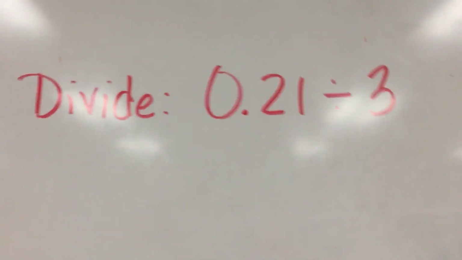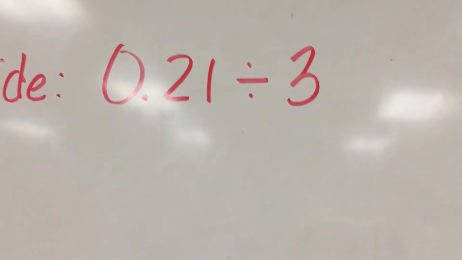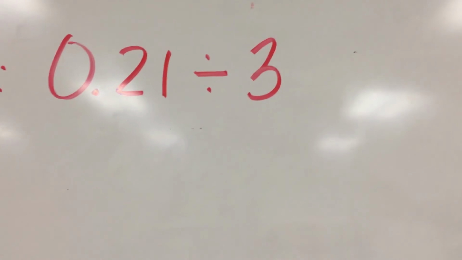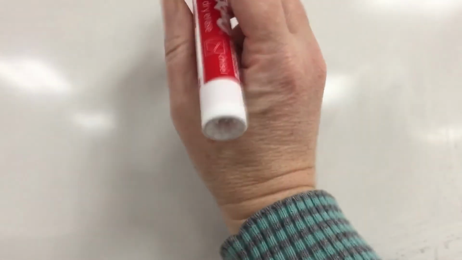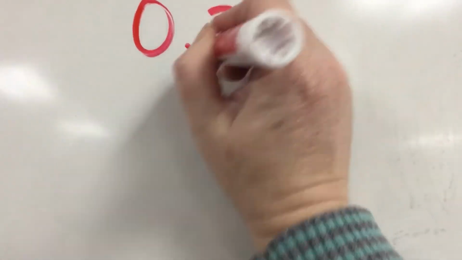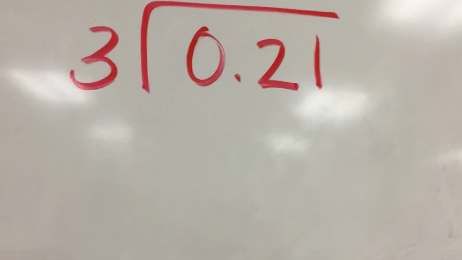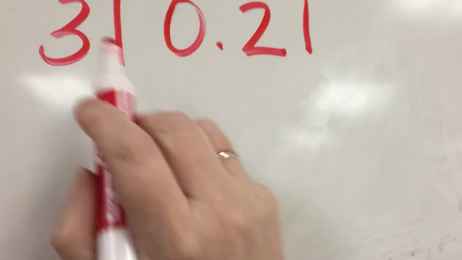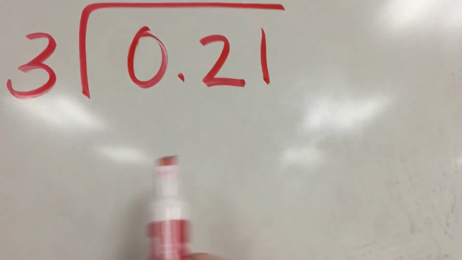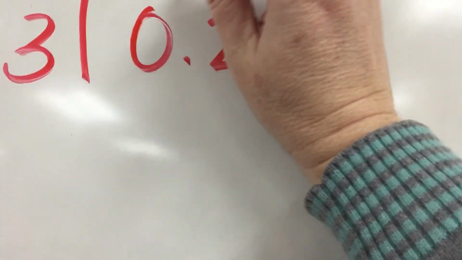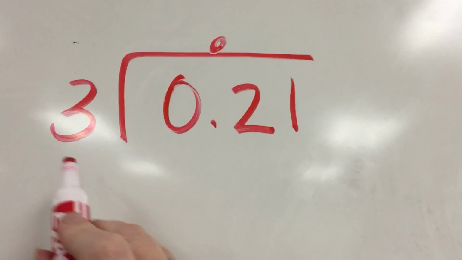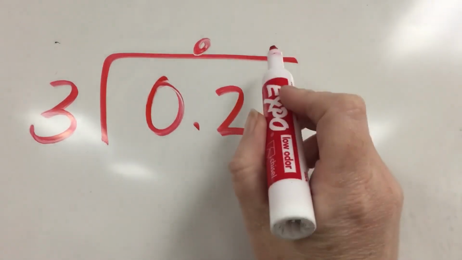Example 3, divide. 21 hundredths divided by 3. Now don't do this in your head because it's really easy to mess up on your decimals. You guys need to write out the problem, 21 hundredths divided by 3. 3 won't go into 0, it won't go into 2, but it will go into 21. So let's move our decimal straight up. 3 goes into 21 7 times.